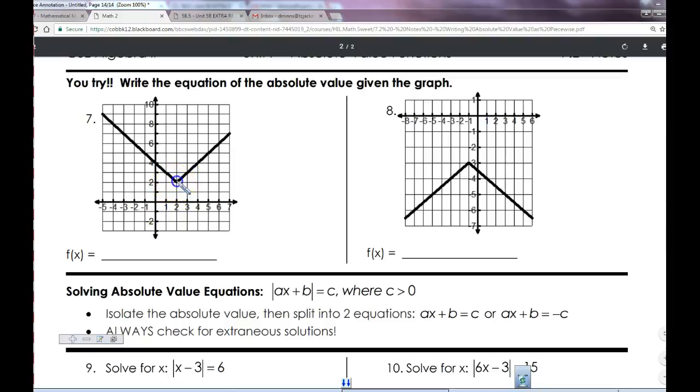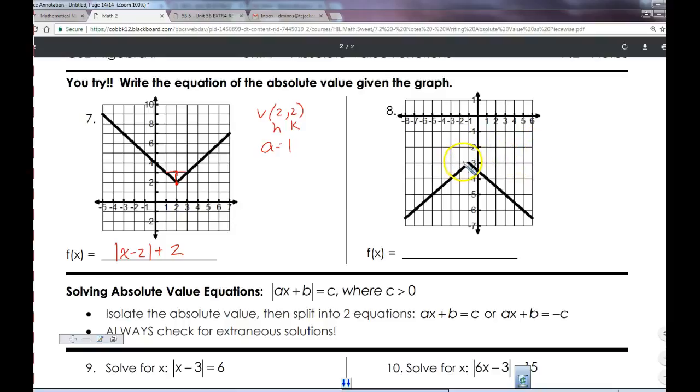We see our vertex is right here at 2, 2. The vertex is 2, 2. So that, of course, is my h and my k. My a value, up 1 over 1 is part of the graph, so my a value is 1. So that should be easy enough to write the equation for. F of x equals, a is 1, so it's nothing out front, absolute value of x minus 2, the opposite of h, plus 2, which is my k. So f of x equals the absolute value of x minus 2 plus 2.